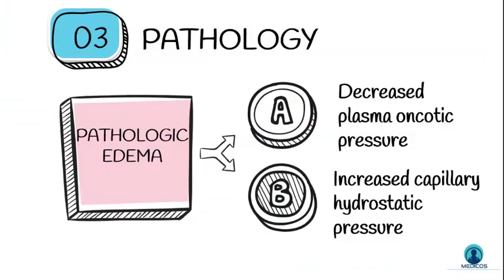Basically, we can classify pathologic edema into two broad categories, which are edema due to decreased plasma oncotic pressure and edema due to increased vascular hydrostatic pressure.